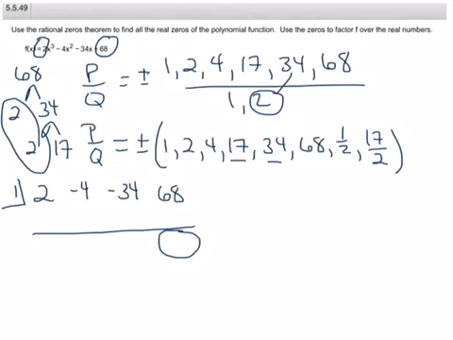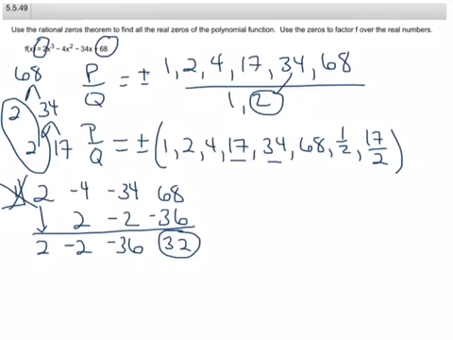Okay, let's start. So bring down the 2. 1 times 2 is 2. Add vertically, negative 4 plus 2 is negative 2. Negative 2 times 1 is negative 2. Add vertically, negative 34 and negative 2 is negative 36. And 1 times negative 36 is negative 36. But here when I add, I definitely don't get 0, I get 32. So I know that x equals 1 is not a 0.